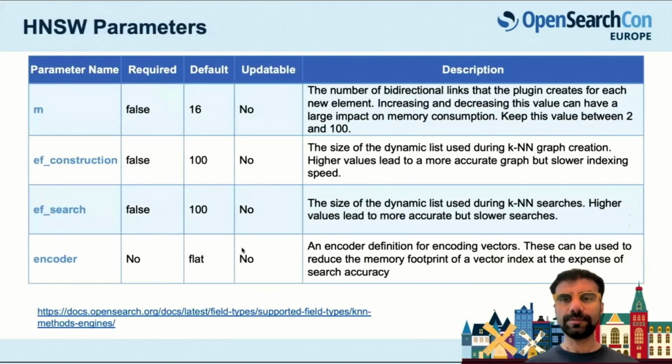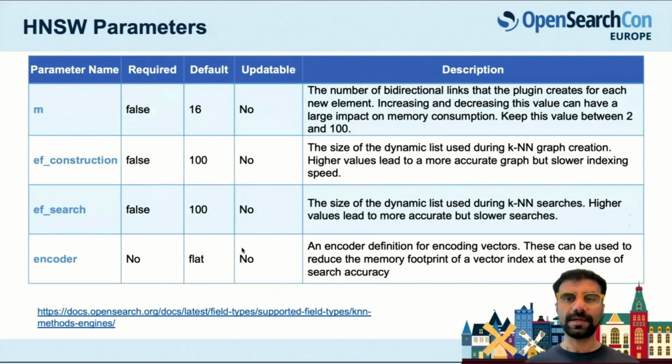Although HNSW produces incredible performance, we have a few parameters that we can use to tune memory usage and thus manage the related infrastructure costs. M is the maximum number of edges a vector will get in a graph. The higher the number, the more memory the graph will consume, but the better search approximation may be.